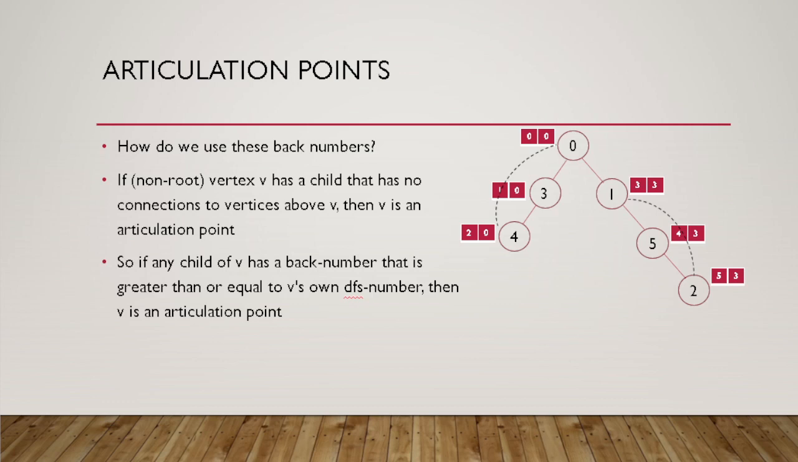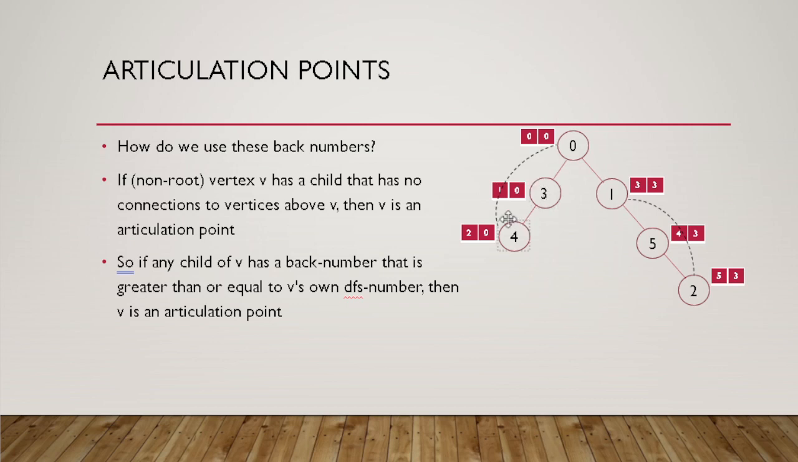What I can say is that if any child of V has a back number that is greater than or equal to V's own DFS number, then V is an articulation point. This applies to all vertices which are not the root vertex. The root vertex is a special case which we'll talk about later. But looking at this, if I look at, say, vertex 3, does it have a child whose back number is greater than or equal to 3's own DFS number? Well, 3's DFS number is 1. Its child's back number is 0, which is not greater than or equal to 1. So that means 3 is not an articulation point.